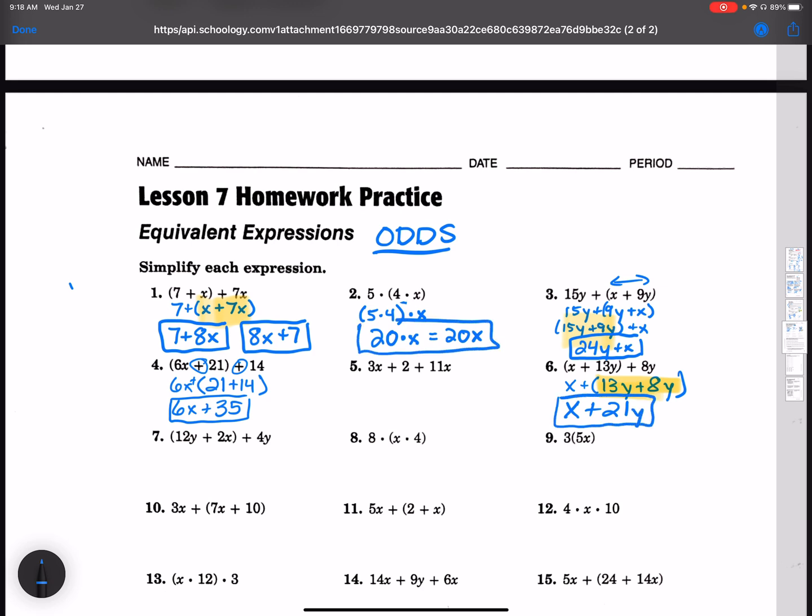Box it off. I'll go to number 8. I'm going to move the numbers around. Then I'm going to move the parentheses around. 8 times 4 is 32, and then I bring down the x. And I just remove the multiplication sign. Number 10, if you do this one, 10x plus 10.